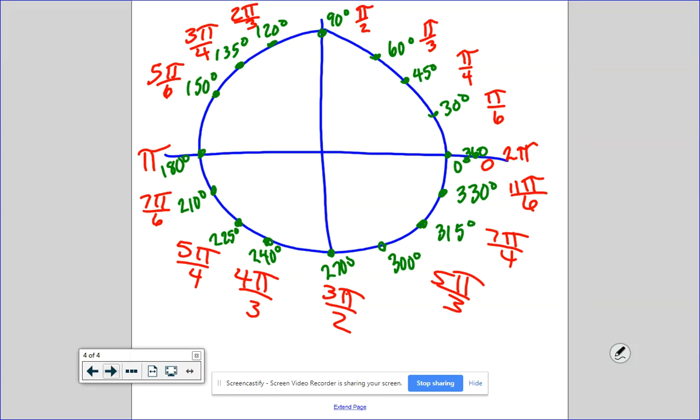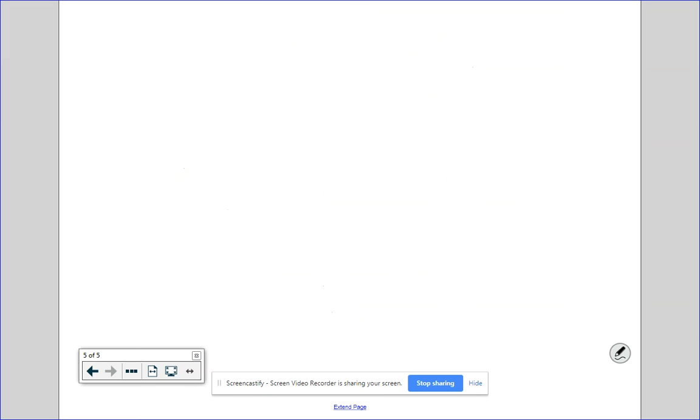Any questions as to how we found those values? Yes. Okay. So as I said, now we're going to practice with finding trig.